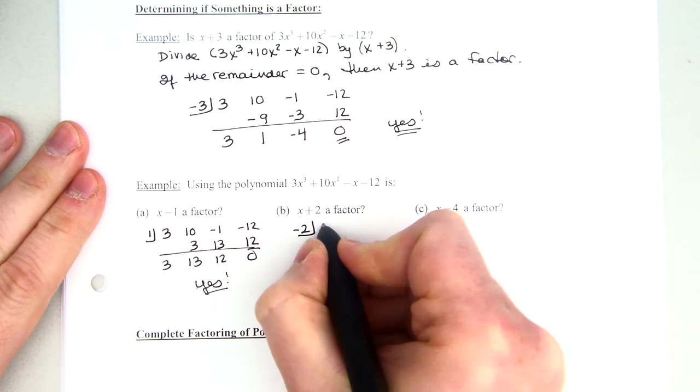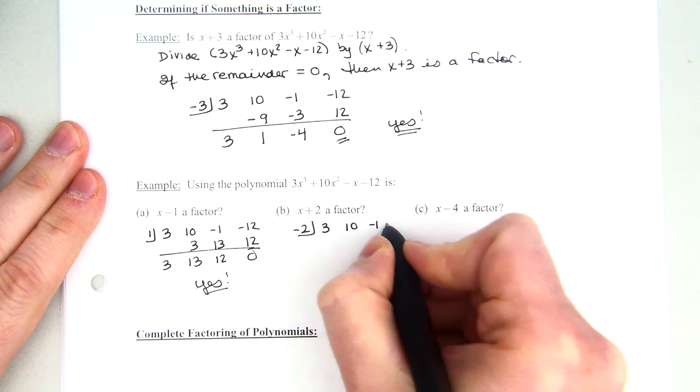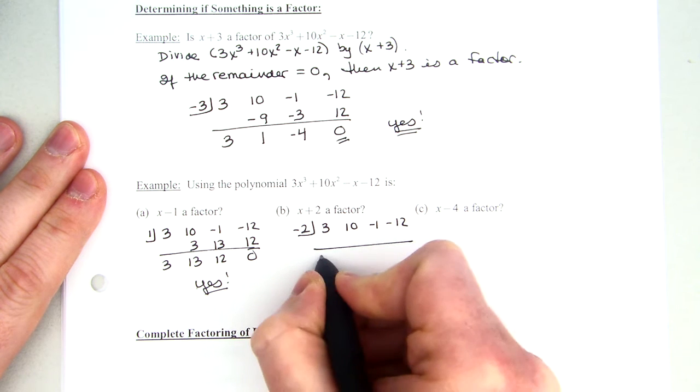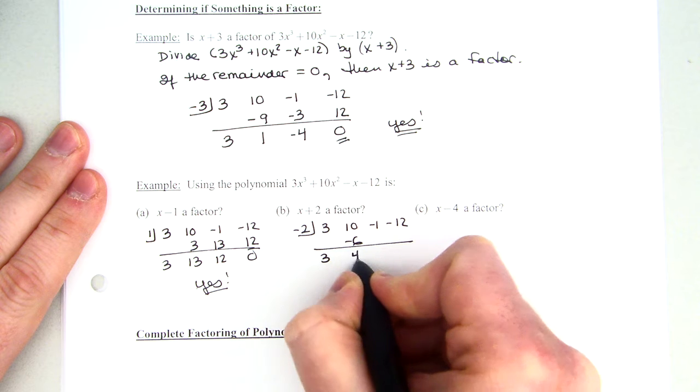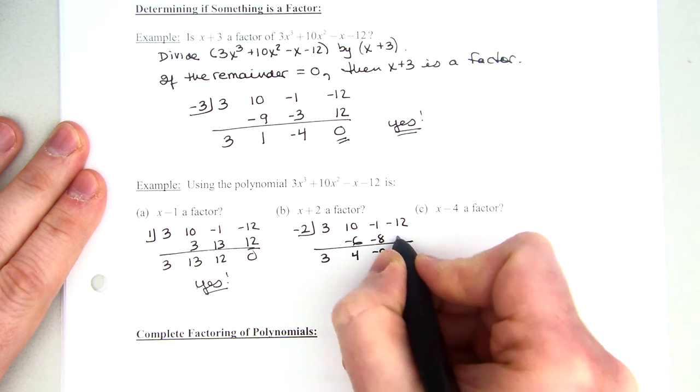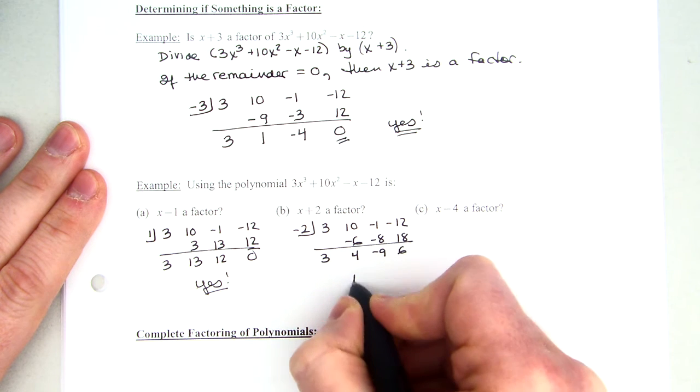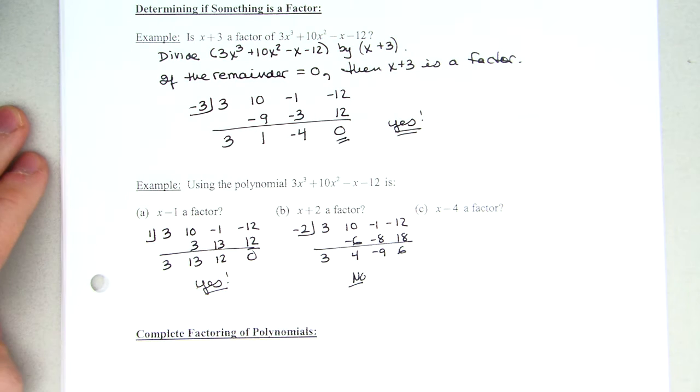Negative 2 in the box. 3, 10, negative 1, negative 12. Down 3, up negative 6. Down 4, up negative 8. Down negative 9, up 18. Down 6. No, not going to work. Letter C, is x minus 4 a factor?